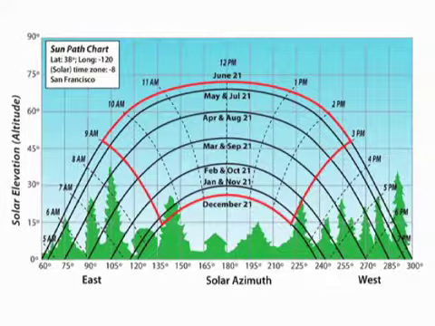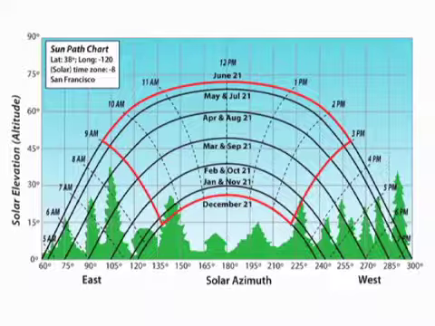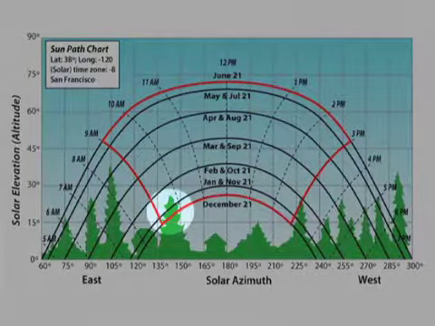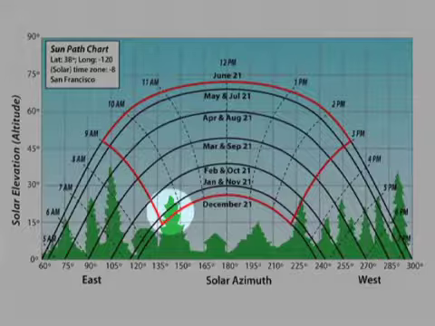Now we can see where the sun will be shaded during the year. Notice the lowest sun path, the path for December 21st. Between 9 and 10 a.m. on this day, the sun will be shaded by a tree that stands between 135 and 155 degrees on the compass rose.